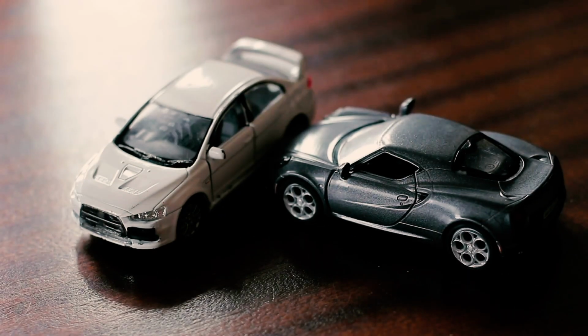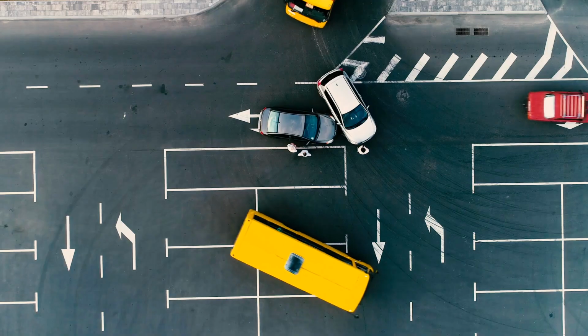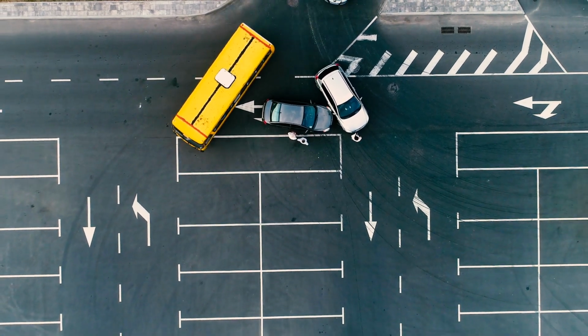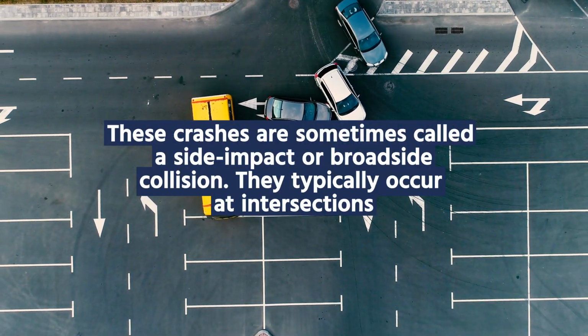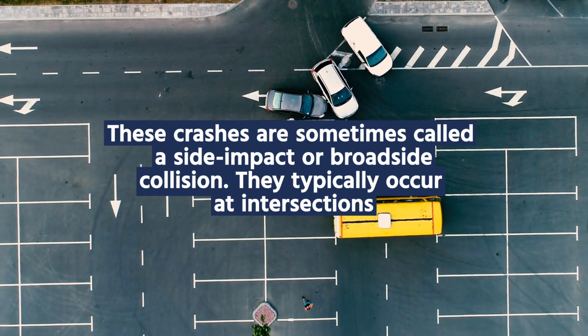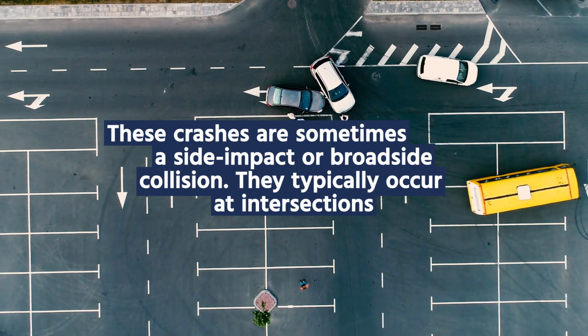T-bone accidents occur when one vehicle is hit on the side by another car. This type of accident results in the vehicles forming a T formation. These crashes are sometimes called a side impact or broadside collision. They typically occur at intersections.